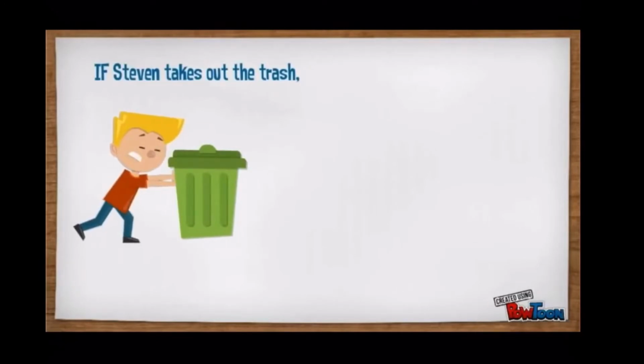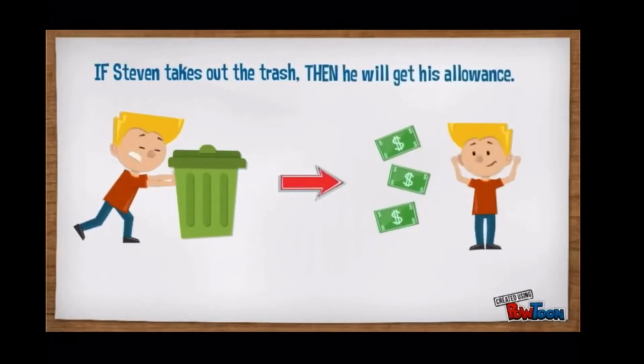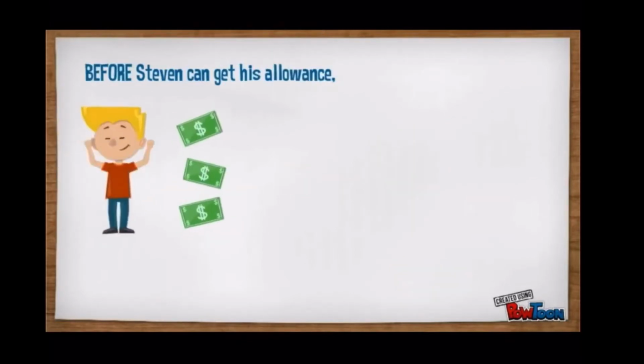So look at this one. If Stephen takes out the trash, then he will get his allowance. So notice Stephen takes out the trash. What happens? He gets his allowance. Okay? Look at it this way.